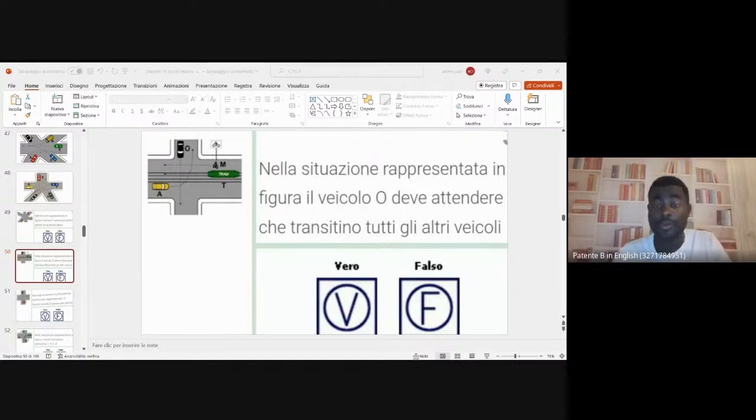Exactly. So now we know that the first vehicle to go is the tram. After the tram is gone, then the A will move and stop in the center of the junction. And whilst the A is waiting in the center of the junction, the O will move, the M will go, and finally the A will be the last vehicle to finish crossing. So it is not true that O must wait till all the vehicles pass.